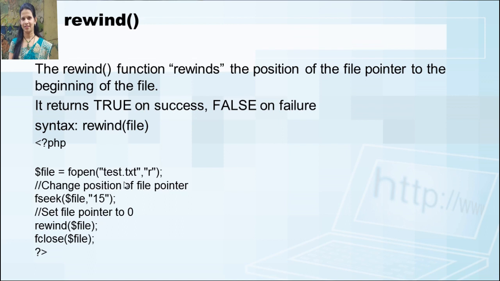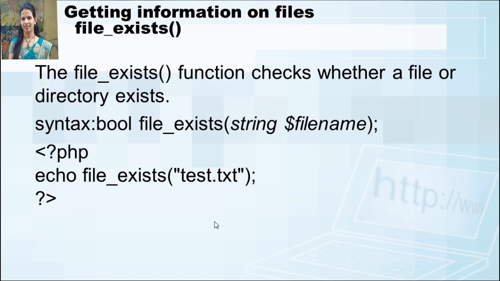See here, one example: fopen paste.php in read mode. Change the position of the file pointer. How to change? Use the fseek function again to change the position, then set the file pointer to 0. By using the rewind function, you can rewind the file pointer to the beginning of the file. You are changing the pointer position by using fseek, and again you are going to the beginning of the file by using the rewind function. And after that, close your file by using the fclose function.